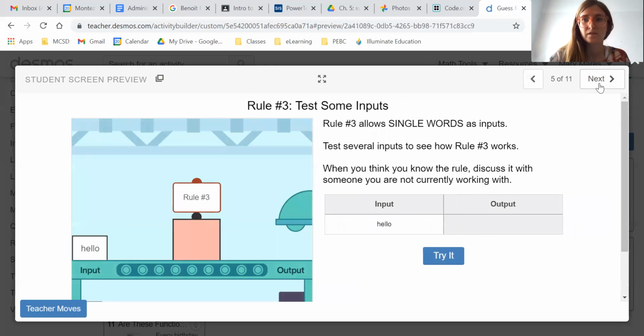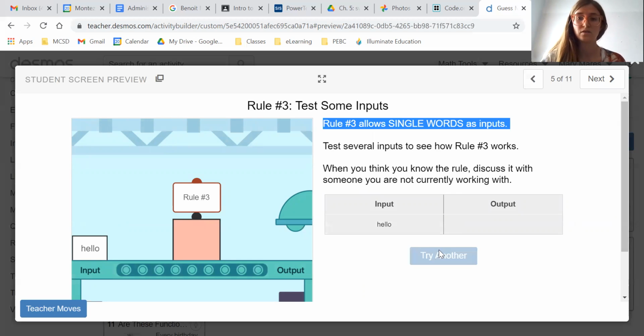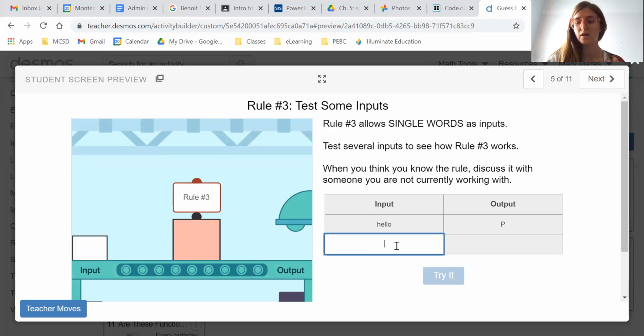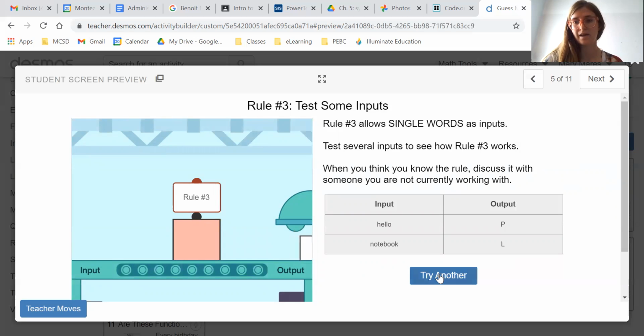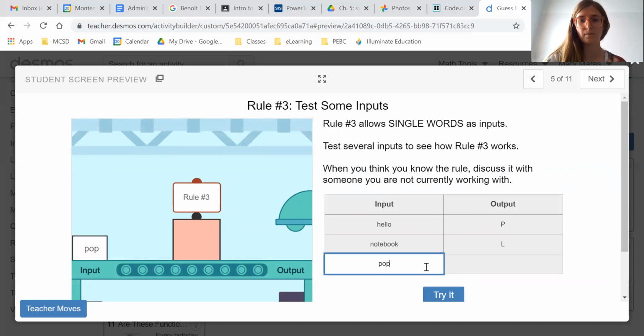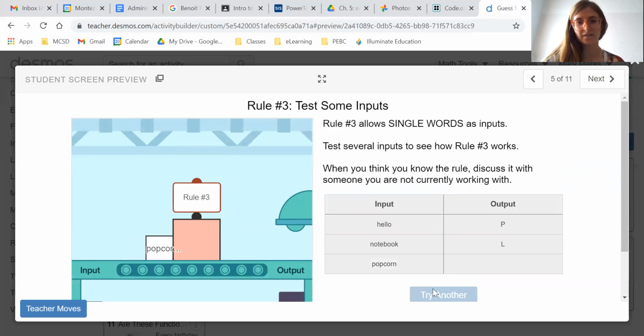We'll go on. Now we're on rule 3. This allows single words as inputs. I saw some of you put in numbers or an exclamation point or something like that, and you got an error message. That's because you're only allowed to put in single words. So they put in hello, and out comes P. Let's try another. Notebook. Try it. Out comes L. Let's try another. Popcorn. Try it. And I get O.